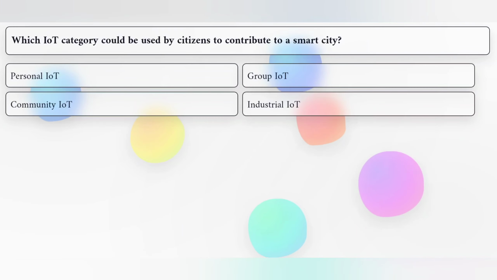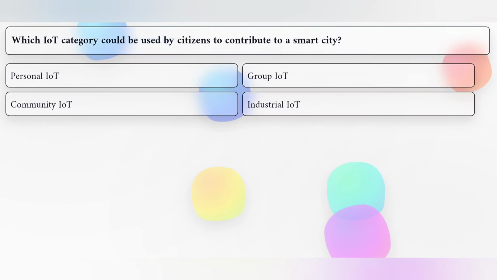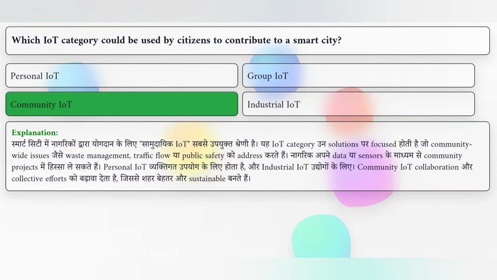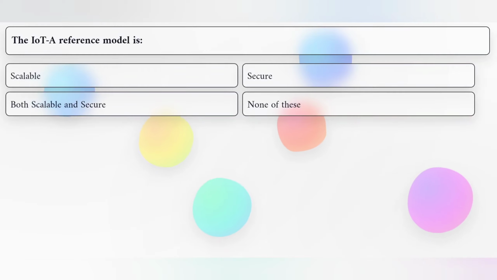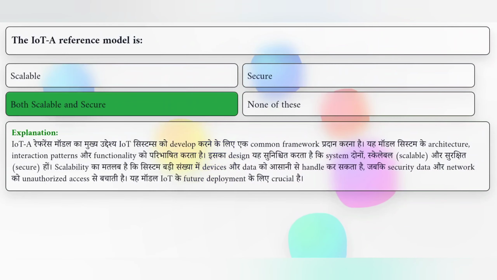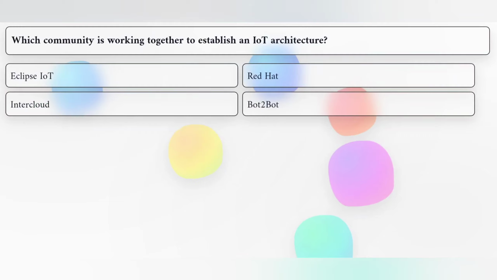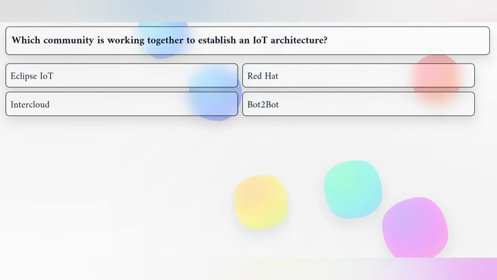Which IoT category could be used by citizens to contribute to a smart city? Personal IoT, Group IoT, Community IoT, Industrial IoT. The IoT reference model is scalable, secure, both scalable and secure, none of these. Which community is working together to establish an IoT architecture? Eclipse IoT, Red Hat, Intercloud, Bot2Bot.